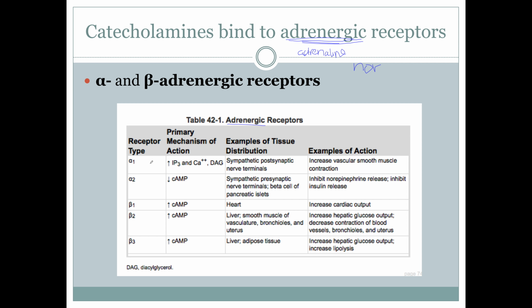Remember my rule for even and odd. If it's an odd number, it's an excitatory receptor. So odd, odd, odd. If it's an even number, it's an inhibitory receptor.